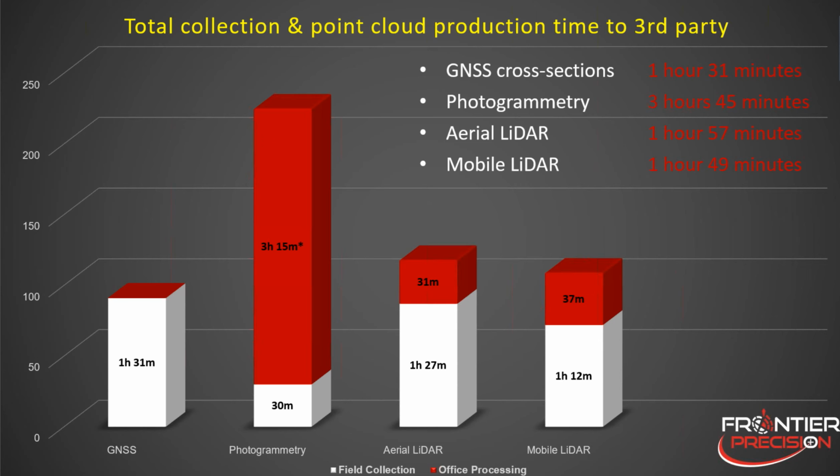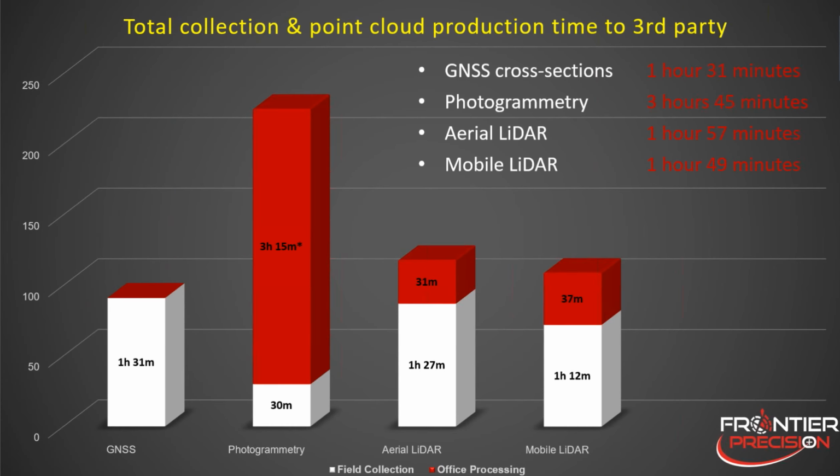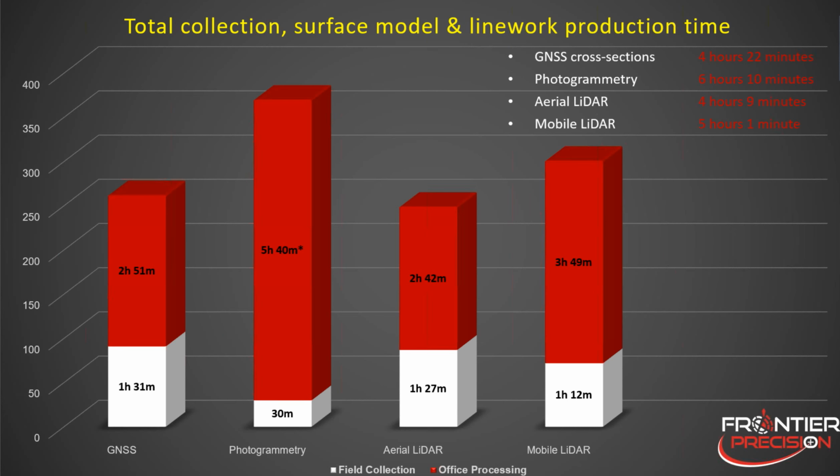Aerial LIDAR and the mobile LIDAR were pretty comparable, right around the 2-hour mark, a little bit less. So everything was pretty flat across the board on the processing side. When we throw in the time to make line work and a surface model, we get a little bit higher. The GPS cross sections, start to finish with data collection and producing, took about 4 hours and 20 minutes. Photogrammetry was about 6 hours and 10 minutes. Aerial LIDAR was about 4 hours and 10 minutes, and mobile LIDAR was about 5 hours. So again, everything was pretty consistent.